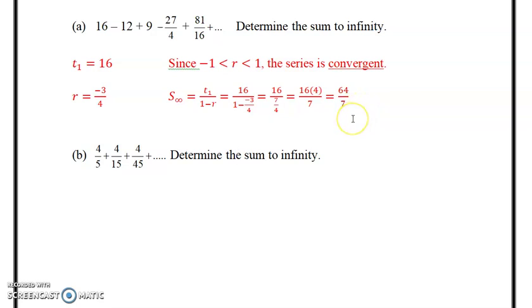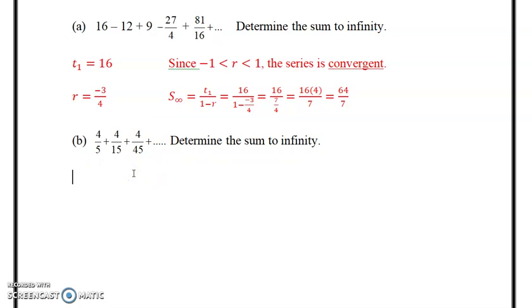So you'll learn a lot more about this once you get into the calculus course this time next year. Now let's do another.